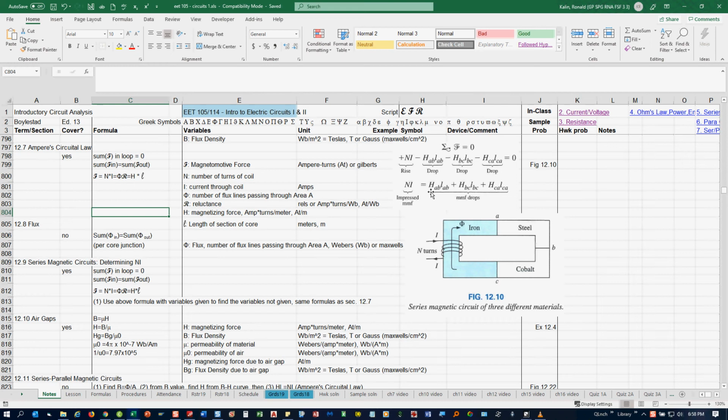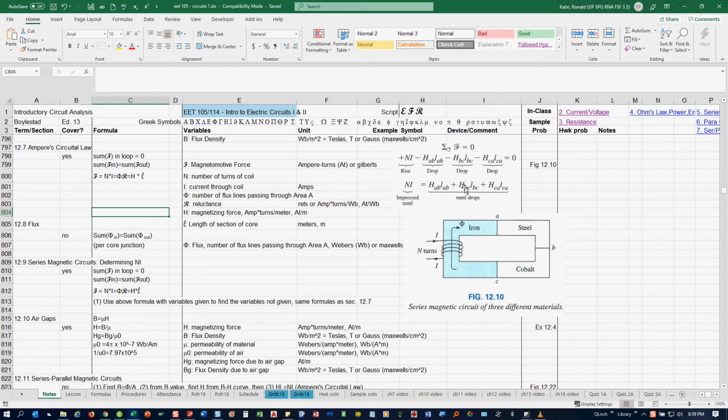So Ni is your rise. This is your input energy here. And then this is a drop. So this is H of AB, the magnetizing force, times L. This is the length from A to B. So where they're starting is right here. It doesn't really matter where you start, but they're starting at point A, and then the length around this loop from A to B is from here to here. So it would be this distance plus this distance.